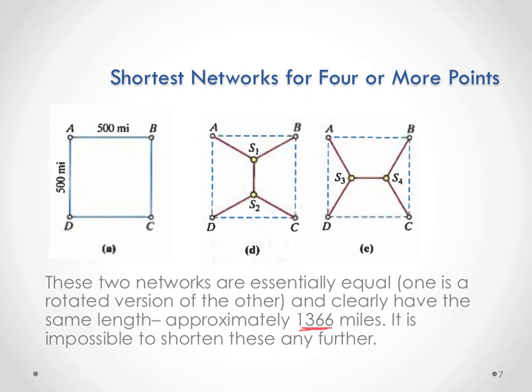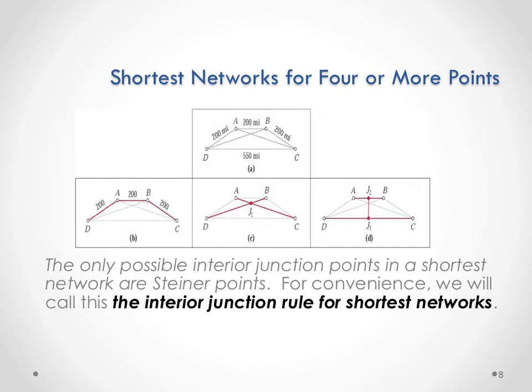Now don't worry, in this class I don't make you compute what these actually are. You just have to recognize them. Recognize that this Steiner point is a lot cheaper than just going directly to the middle, even though I didn't draw that well on that graph. Man, I suck at drawing. Anyway, so the only possible interior junction points are the Steiner points. Those are the ones that, if you could leave the graph, you can come up with the optimal. We're going to call this the interior junction rule for shortest networks.